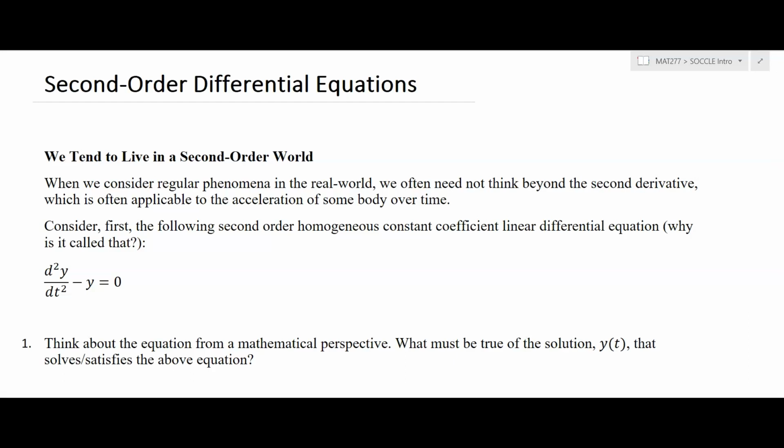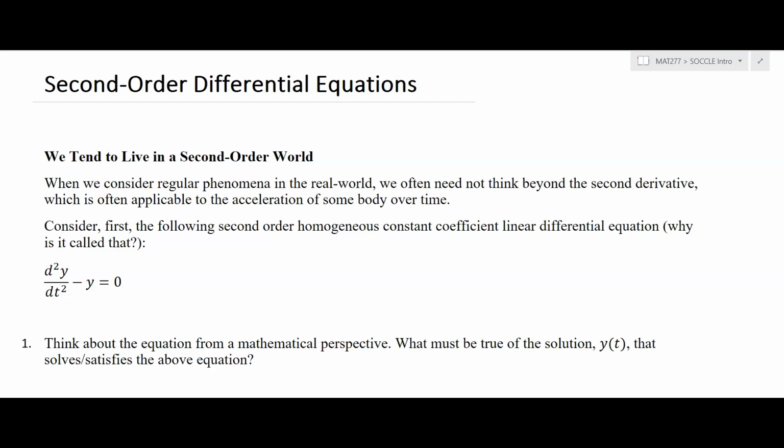Hello and welcome. In this video, we are going to take a look at second-order differential equations. So we tend to live in a second-order world, and so it's not uncommon to see second derivatives in real-world phenomena. Most commonly, you might have seen second derivatives in applications involving acceleration of some sort of body over time, whether that be a car or a bike or some sort of object floating through space.